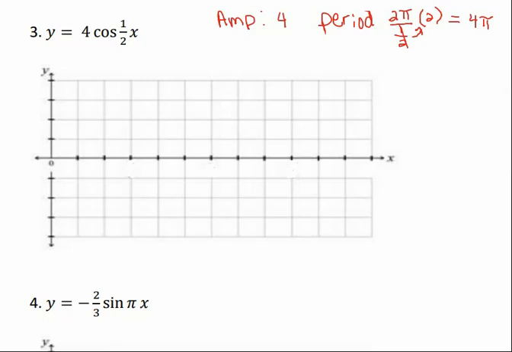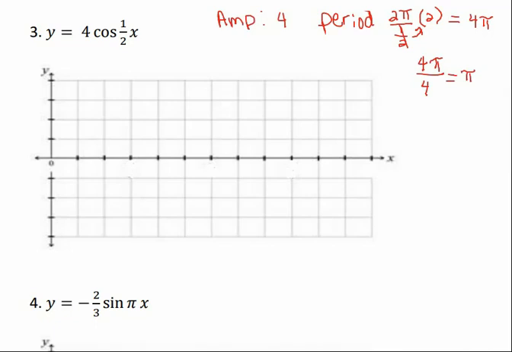So to figure out where those marks need to be, I take my new period, which is 4 pi, and divide it by 4. Whatever your period is, you're going to divide it by 4 to determine where each of those marks need to be. So 4 pi divided by 4 would be pi. So that means that our key points are going to be pi distance apart.